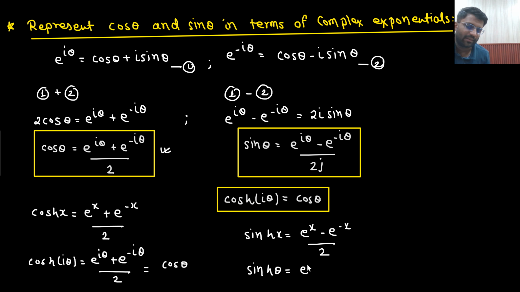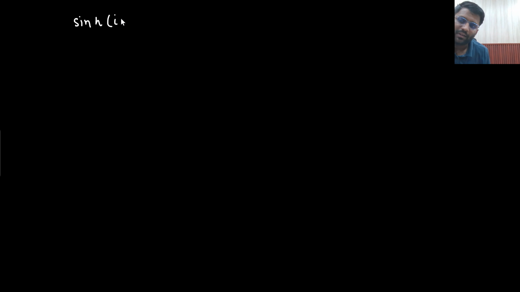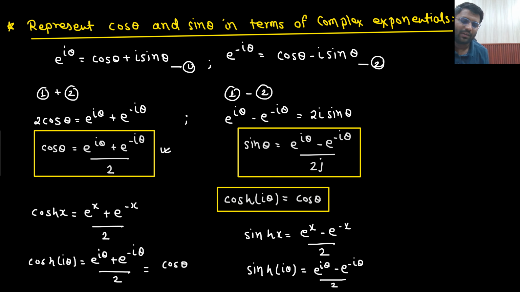I don't need to write down sine hyperbolic theta. I need to write down sine hyperbolic iota theta. So, sir, sine hyperbolic iota theta is coming out to be e to the power iota theta minus e to the power minus iota theta divided by 2.